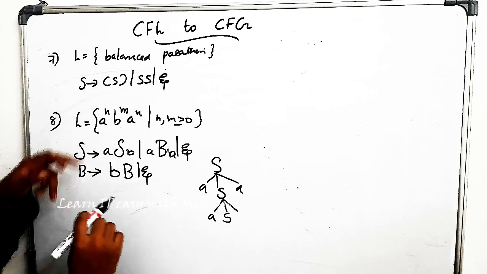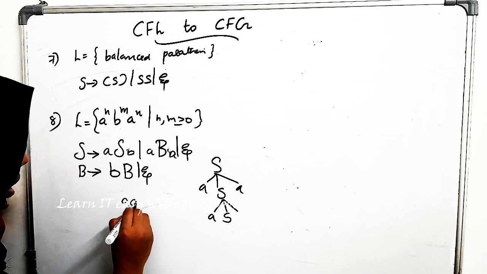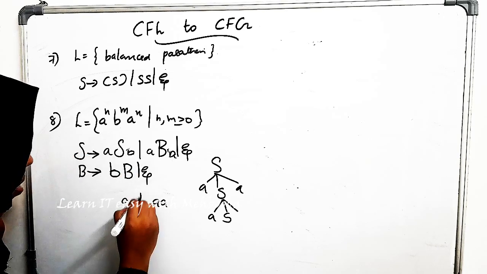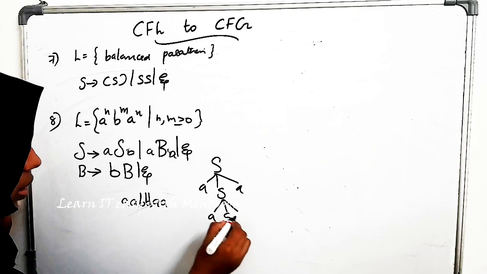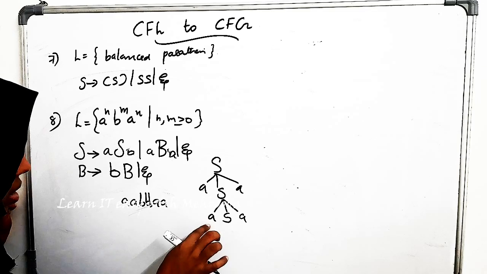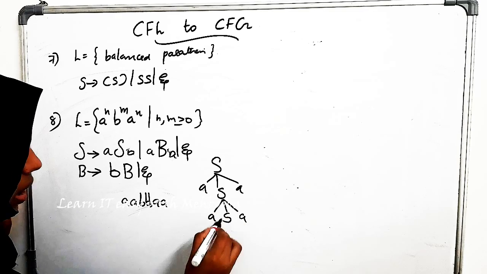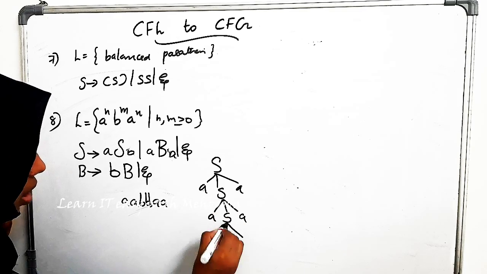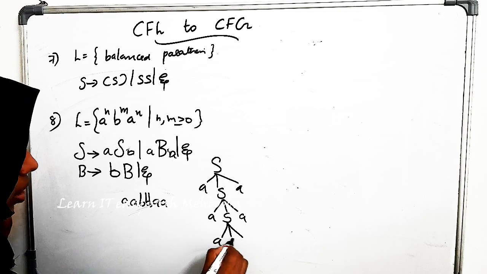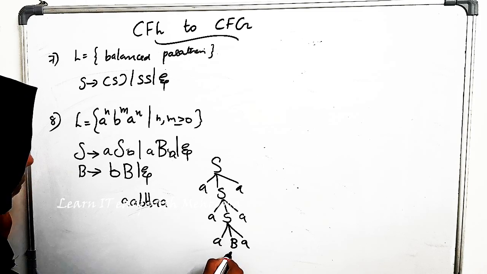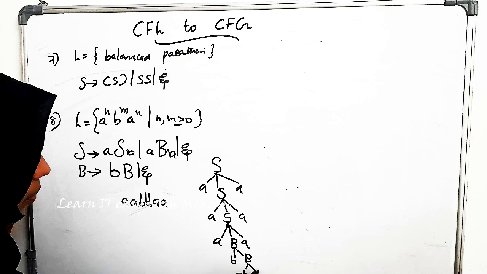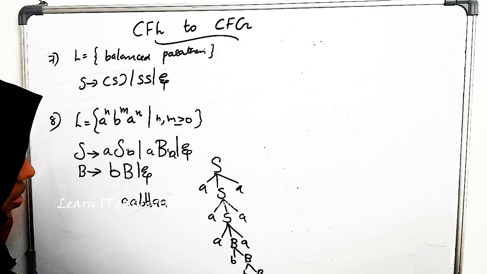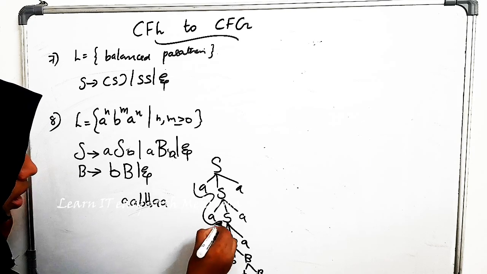So equal number of A's, and any number of B's. So 3 B's. So this is what I want to derive. So ASA: 2 A's and 2 A's. Yes, so 4 A's. I have generated all the A's. Now I can start generating B's. A, B, A. Now when you expand B, I need 3 B's. So BB. Now again BB. Now I need one more BB. Now we want to get rid of this B by substituting it with epsilon.